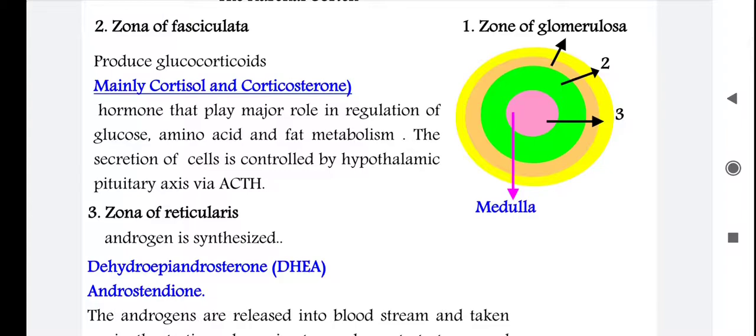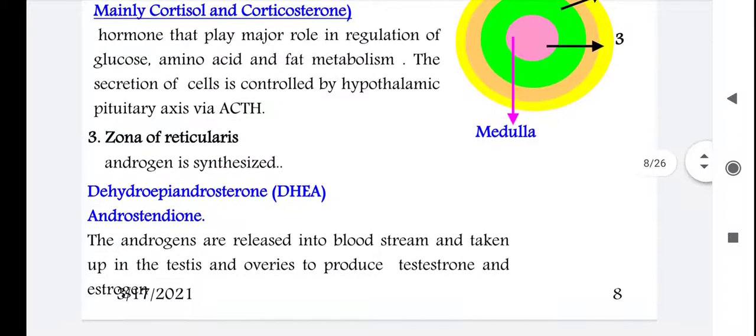This zone is responsible for production of glucocorticoids, mainly cortisol and corticosterone. These hormones play a major role in regulation of glucose, amino acid, and fat metabolism. The secretion of cortisol is controlled by the hypothalamic pituitary axis via ACTH. So here we have a negative feedback mechanism.